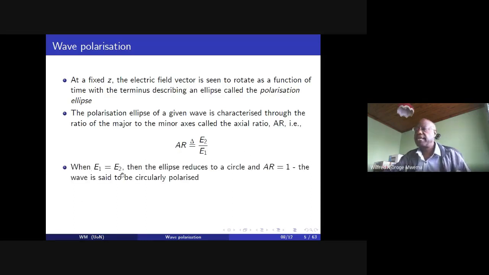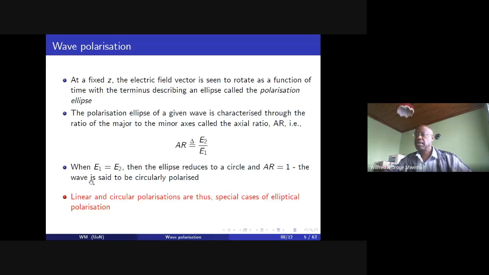So if E1 and E2 are equal, then the ellipse reduces to a circle, and AR is therefore unity, and the wave will be described as a circularly polarized wave. Linear and circular polarizations can therefore be seen to be special cases of the elliptical polarization, because for circular polarization we need the amplitudes of the components to be equal, while for linear polarization we require one of the components to disappear or to have no time phase difference, so to speak.